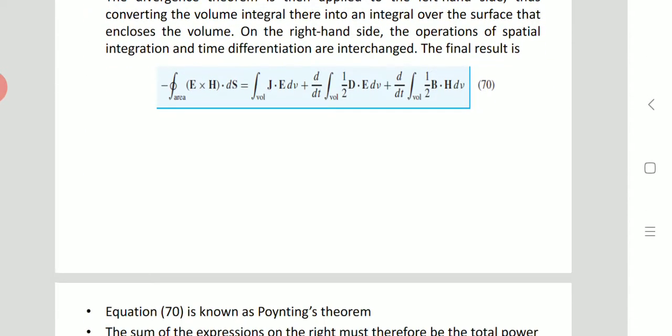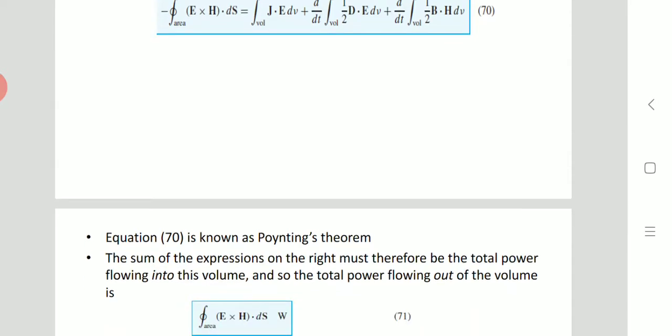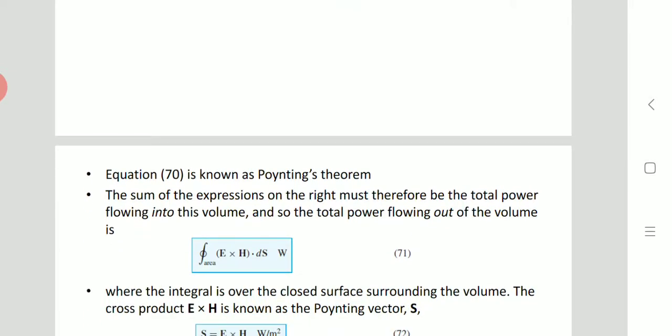So whatever you are seeing in equation 70 is known as the Poynting theorem, right? The sum of the expression on the right must therefore be the total power flowing into this volume, and so the total power flowing out of the volume is integration over area E cross H dot ds. That is equation number 71. The total power flowing out of the volume is this one, and the total power flowing into this volume is given on the right of equation number 70.